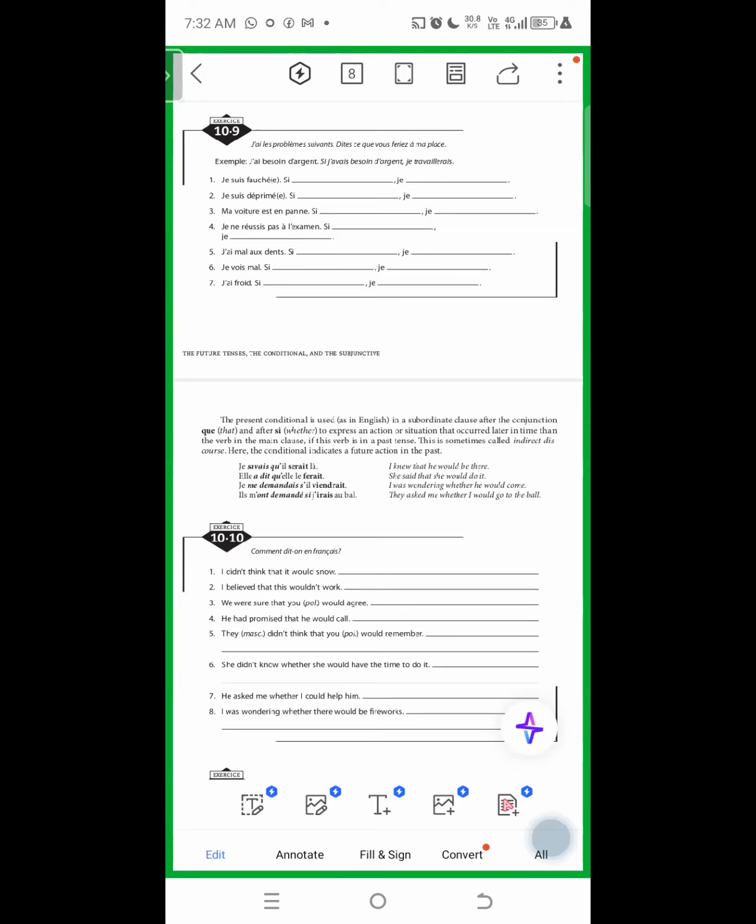Look at the first one. Direct and indirect speech. Now look at the first sentence there. It's still the same imparfait and conditionnel. Can you see it? "Si je savais qu'il serait là," I knew that he would be there. "Il a dit qu'elle le ferait." She said that she would do it. "Je me demandais s'il viendrait." Here it's in the imparfait also. "Il m'a demandé si j'irais au bar."